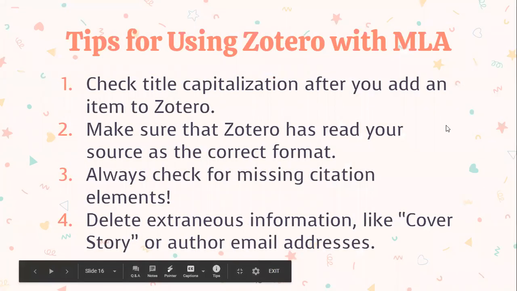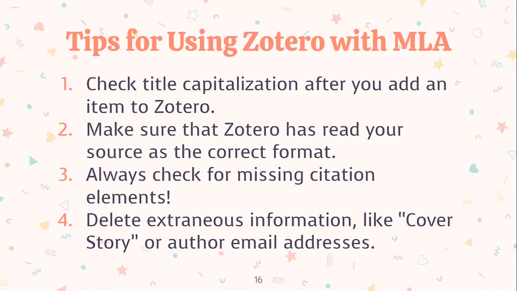And a couple of tips for using Zotero with MLA that I think are actually very relevant to APA. I always check title capitalization when I pull anything into Zotero. A lot of times, and we'll see this in some of my examples, when you pull something from a database into Zotero, it will pull in weird capitalization, like the title will be in all caps or the author's name will be in all caps in a way that we don't want. That's not going to be consistent with citation conventions.